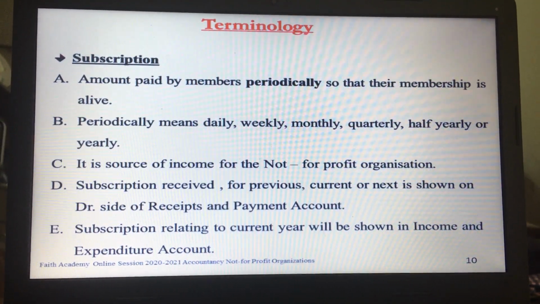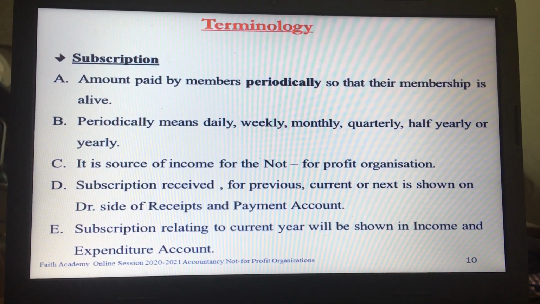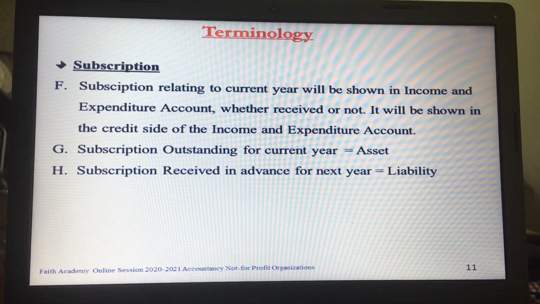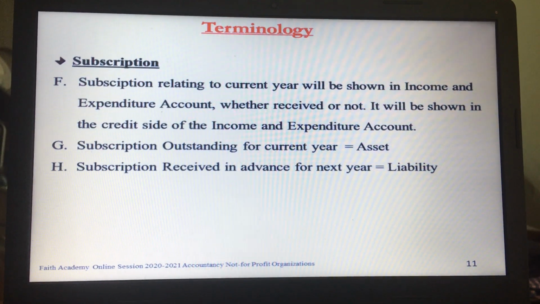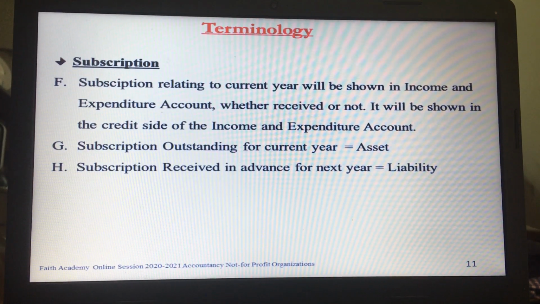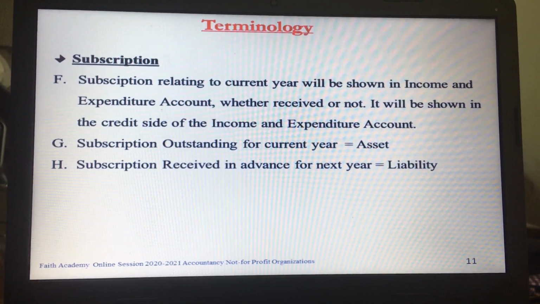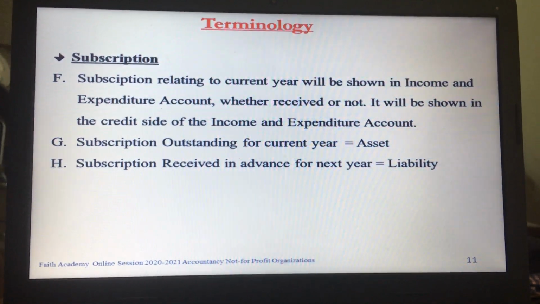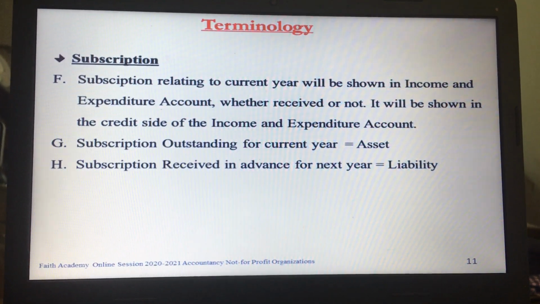Any subscription which is relating to only current year will be shown in the income and expenditure account. This point will be elaborated in 1 or 2 slides afterwards in detail. Subscription related to current year will be shown in the income and expenditure account whether received or not. It will be shown on the credit side. Any subscription that is outstanding, it is an asset, it will go to the asset side of the balance sheet. Any subscription that is received in advance for the next year, it is a liability for the organization. It will be shown on the liabilities side of the balance sheet.